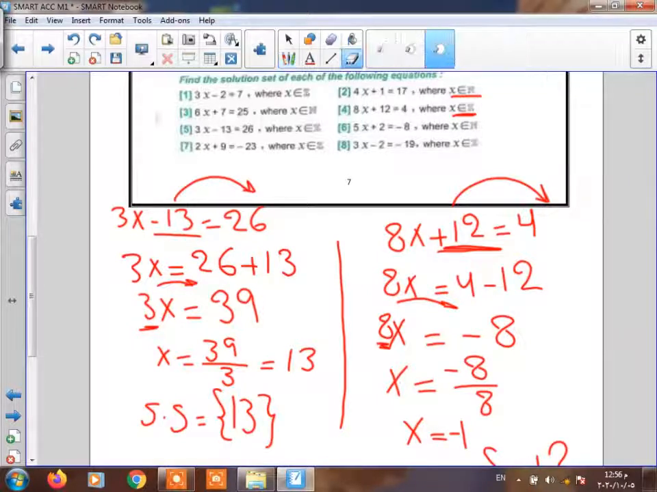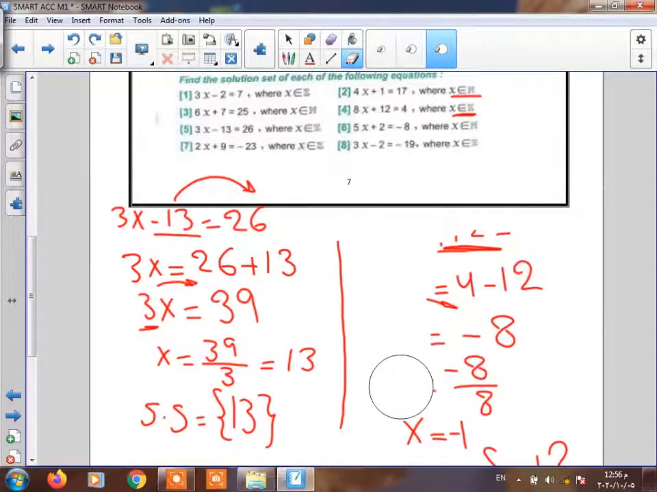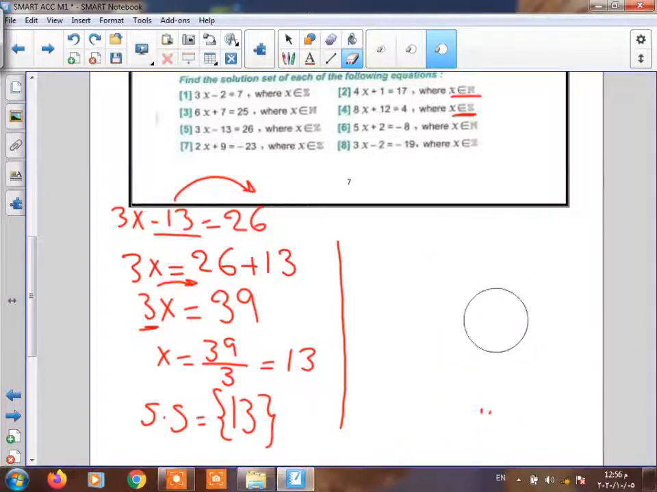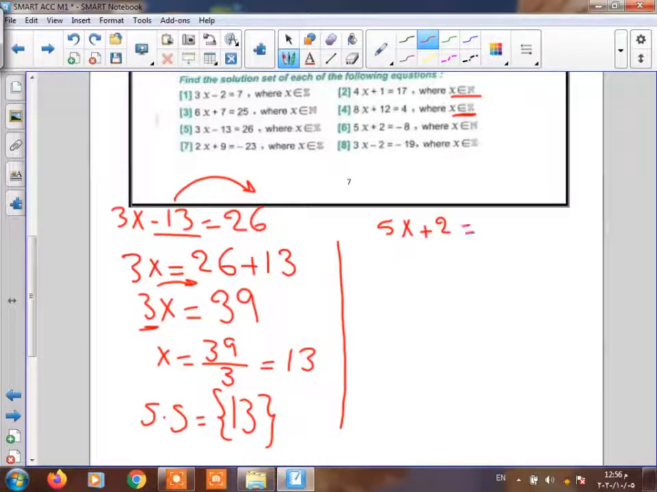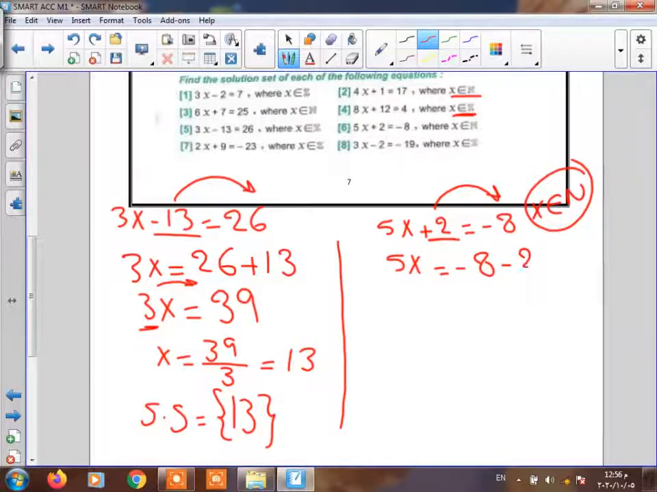Okay, let's solve number 6. Here we have 5x plus 2 equals negative 8, where x belongs to N. Here I will take plus 2, put it on the other side by making minus. So 5x equals negative 8 minus 2. So 5x equals negative 10. Here change the place of 5. x equals negative 10 divided by 5 equals negative 2.